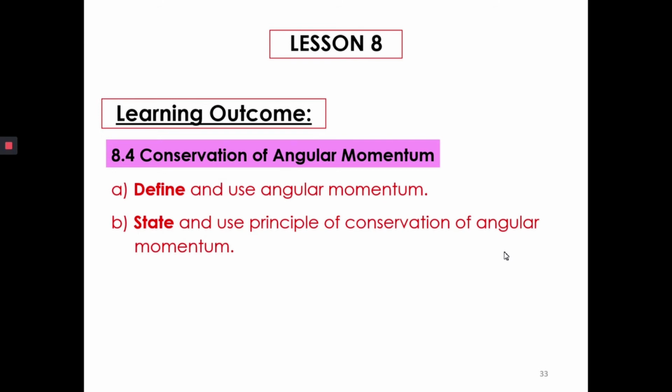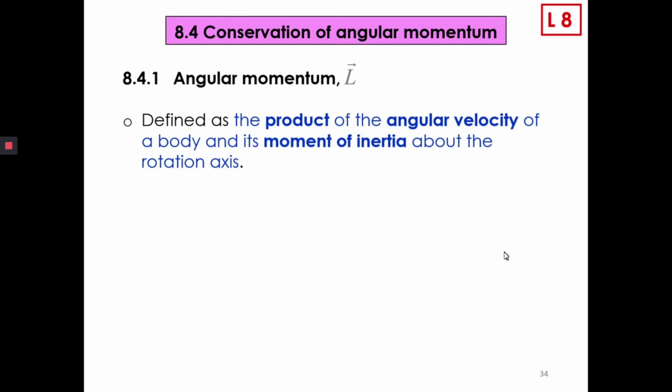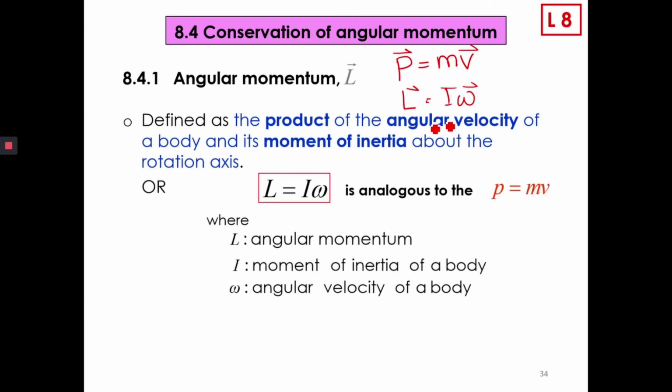8.4 Conservation of angular momentum. Define angular momentum and state the principle of conservation of angular momentum. Angular momentum, the symbol is L. Angular momentum is defined as the product of angular velocity and its moment of inertia. We can relate it with the general formula of linear momentum, P equals mv. For angular momentum, m relates with I, and v is our omega. So angular momentum equals I omega, where L is angular momentum, I is moment of inertia, and omega is the angular velocity of a body.